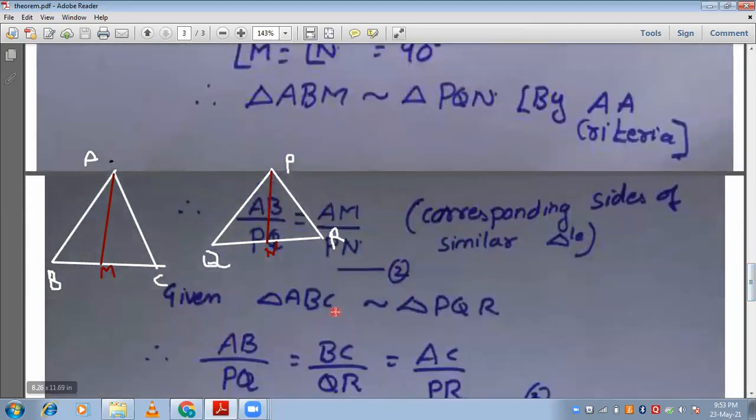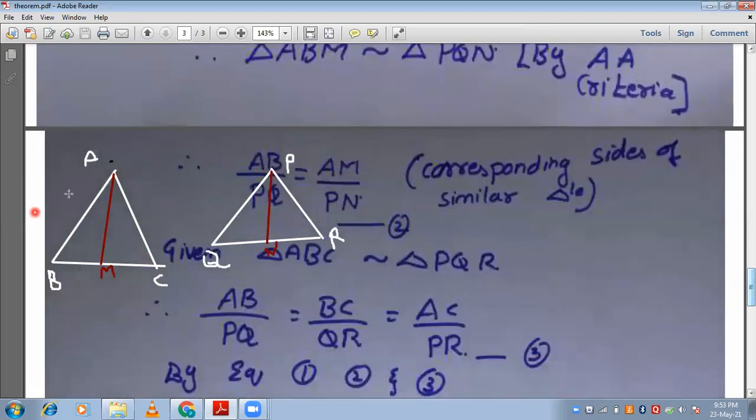Given triangle ABC is similar to triangle PQR. Already I explained to you: if two triangles are similar, then corresponding sides are proportional. Take the corresponding sides. AB is corresponding to PQ. AB by PQ equals BC corresponding to QR, which equals AC corresponding to PR. I call this equation 3.